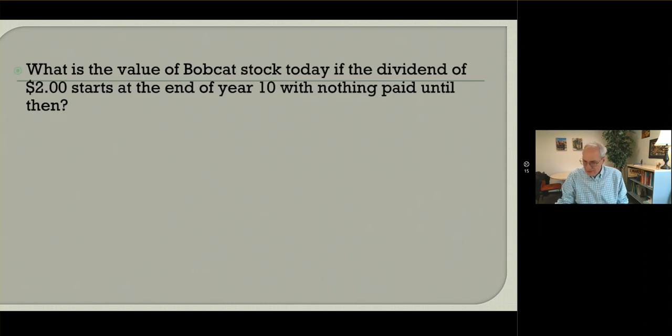Take it up another notch here. We have, what if the dividend was paid in 10 years from now? So once again, a lot of times with time value problems, there's a couple ways to do this. On the handout, on the outline, it's not as clear what I'm asking as what I have here on the page. So what I mean to say is, what is the value of the stock today if the dividend of $2 starts at the end of year 10?